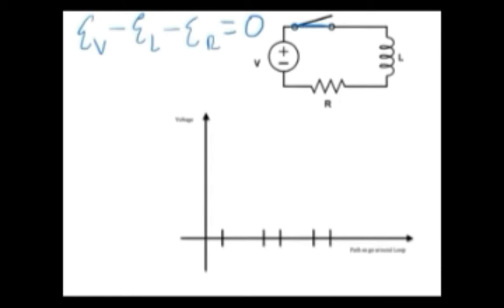Now let's close the switch and look down here at the graph. On the x-axis is basically the path as you go around the circuit. On the y-axis is the voltage, and we start right here on the negative side of the power supply, which is set to 0 on the graph.